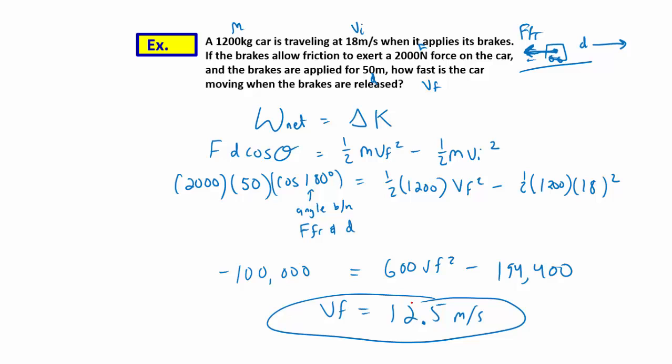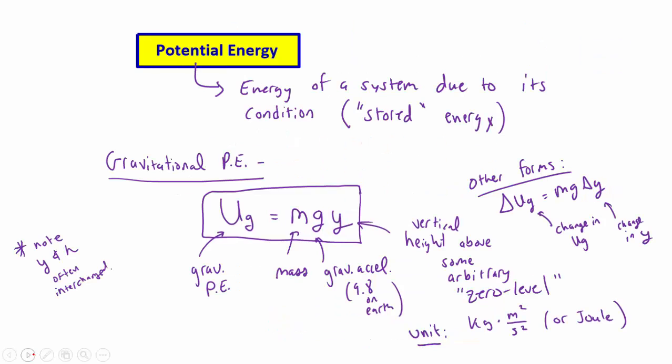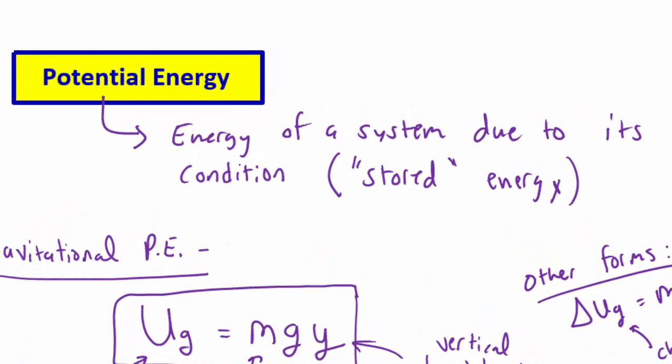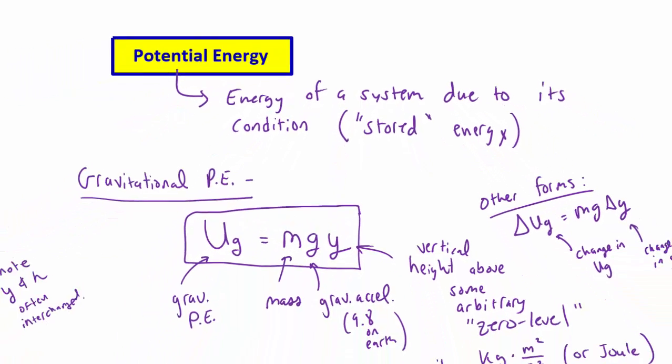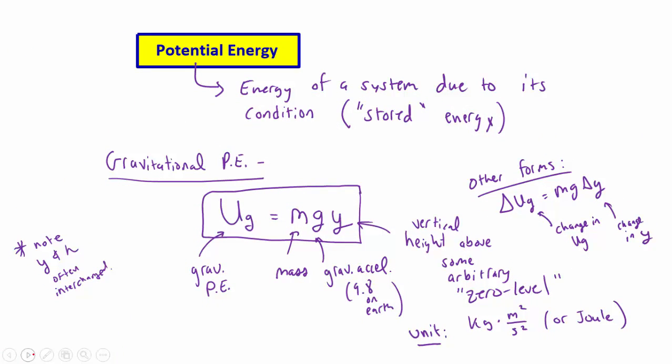All right, let's do another example now, or let's talk about potential energy. So we're going to talk a little bit about potential energy. Feel free to pause this video. Potential energy is the energy of a system due to its condition. So when I'm thinking potential energy, I'm thinking that there's energy stored somewhere. It could be in a spring, it could be stored in a gravitational field.